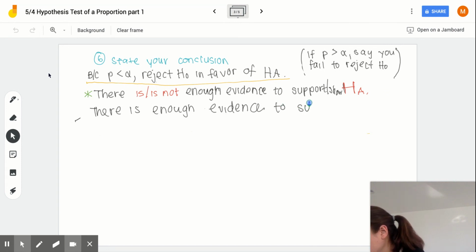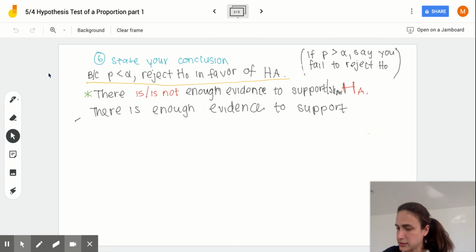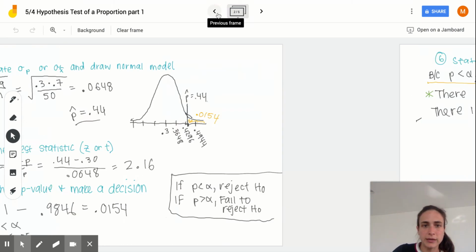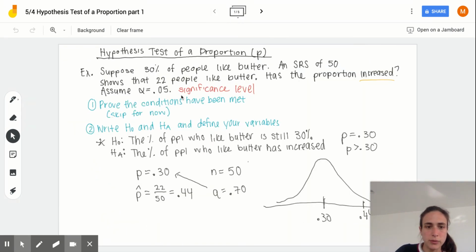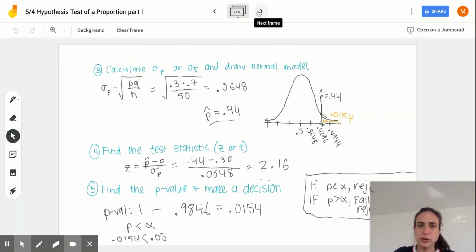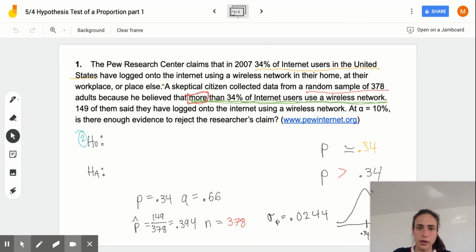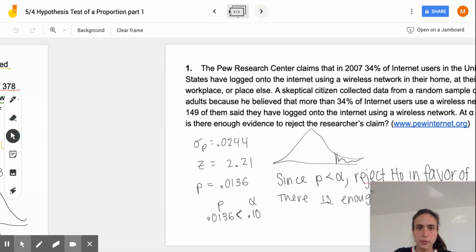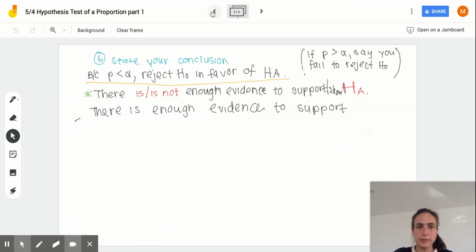To support, and then you're just going to go back and find what your HA is and insert it and be done with the question. So there is enough evidence to support. Let's go back. And this is your HA right here, that the percentage of people who like butter has increased. So there is enough evidence to support that the percentage of people who like butter has increased.